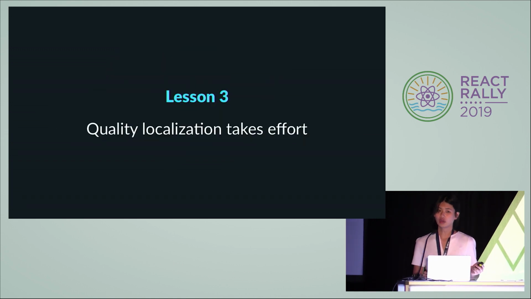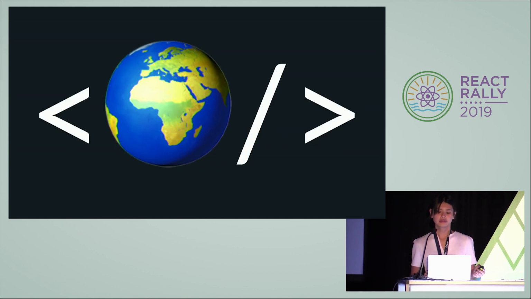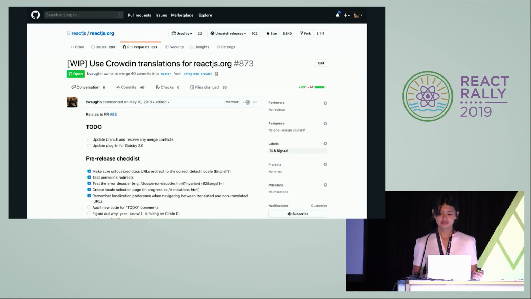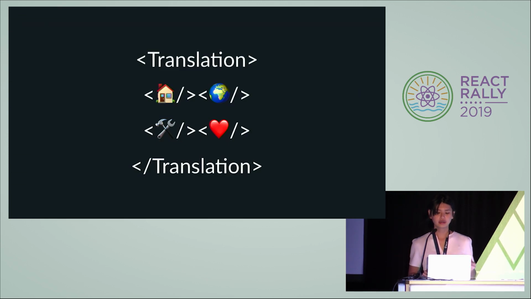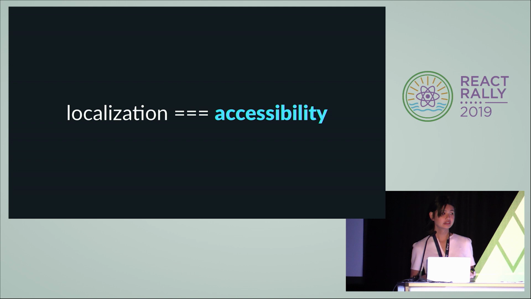The third lesson is quality localization takes effort. Building a community is an ongoing project that can't be completed in a 3-week contract. It's not enough to just finish an integration and call it a day. It takes moderation, tooling, outreach, and a lot of compassion if you want to do it right. But it's worth it because localization is accessibility. And like any accessibility issue, it's not something that you can just half-ass. You have to really care about it and care about the people involved.